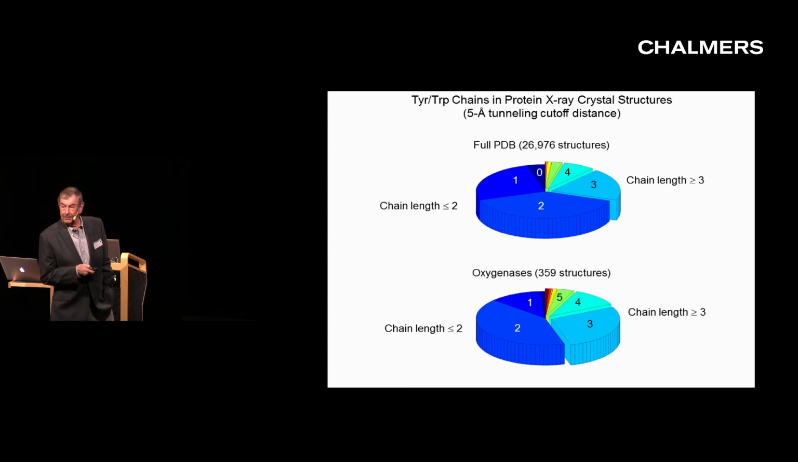We found these chains all through the Protein Data Bank. We wrote some code to ask the question, are there tyrosine and tryptophan chains that are closer together than 5 angstroms? And what we found is they're all over the Protein Data Bank, in all of the structures. Here's the whole story of the chains, the 3, 4, 5 chains. Of course, in the enzymes that utilize oxygen, these chains are much more prevalent, much longer. There are ones with 4 or 5 tryptophans.